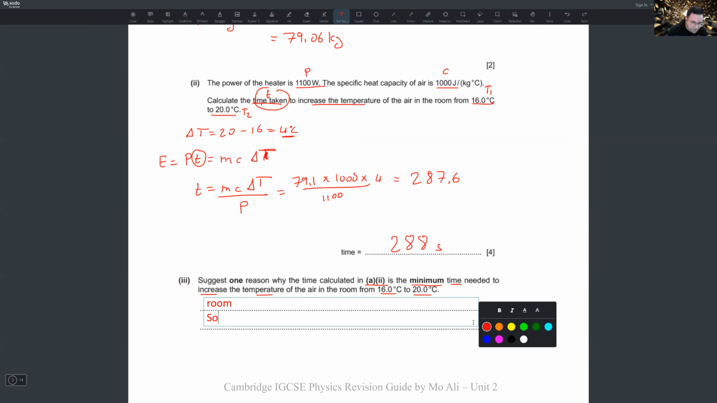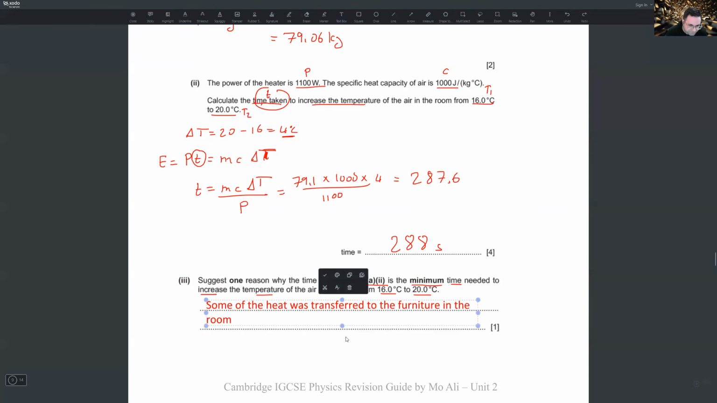So you say some of the heat was transferred outside the room through the walls, out the windows, or anything else. And just tell me how did it go outside the room.